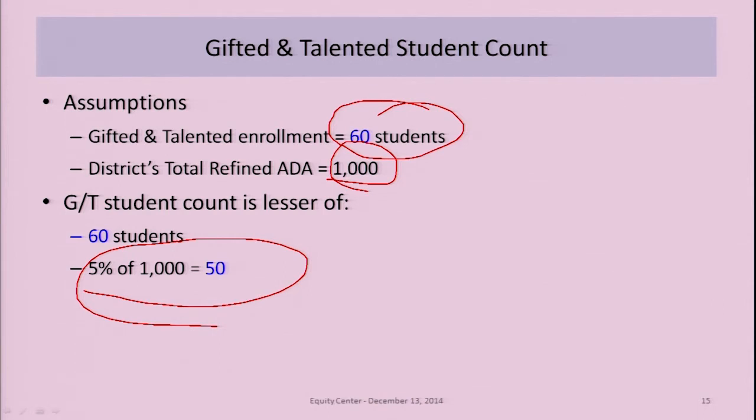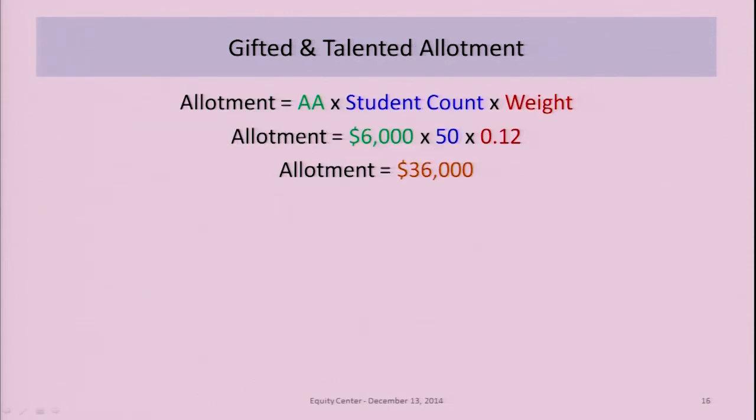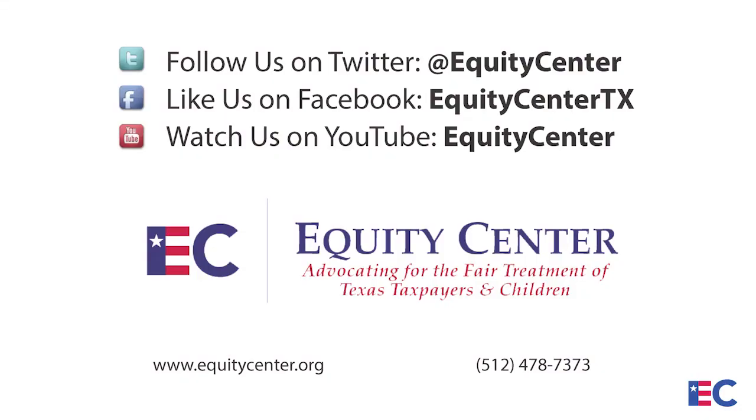In this case, you would get credit for having 50 kids because that's the smaller of those two numbers. And once you've arrived at that student count, it's the same as in the other cases. Adjusted allotment, student count, and funding weight. So for gifted and talented, you'd have $36,000 for that allotment. And that's all there is to it.